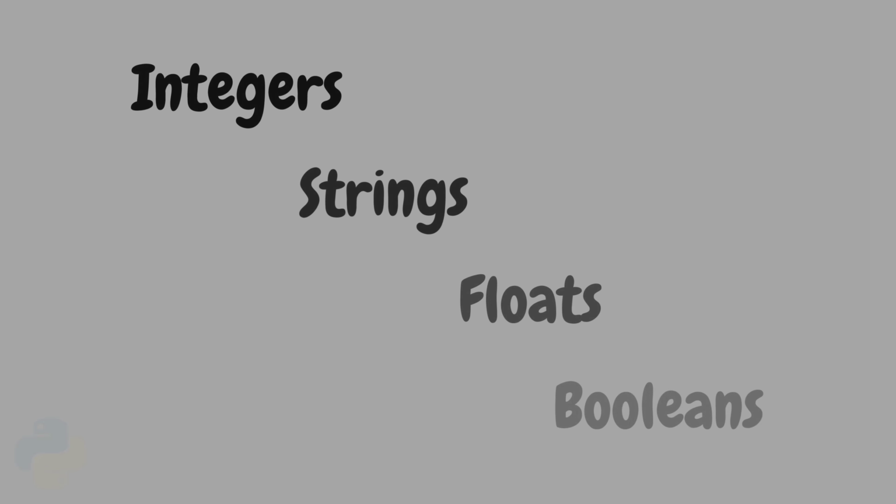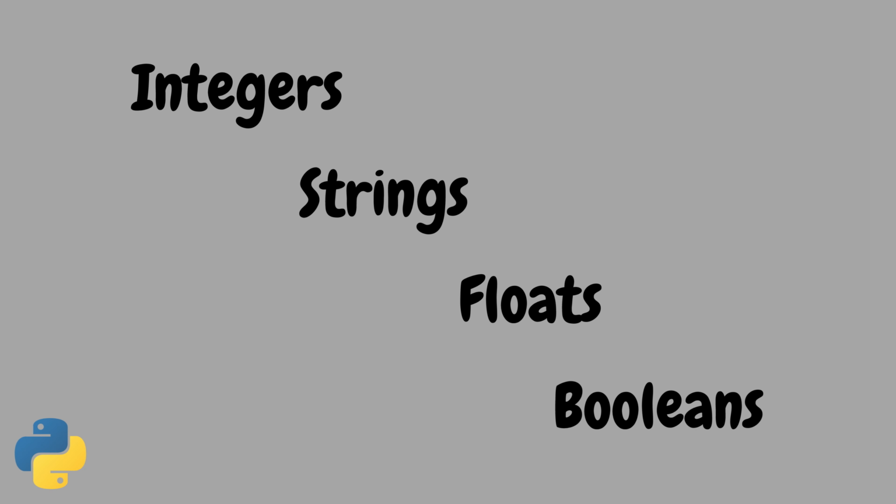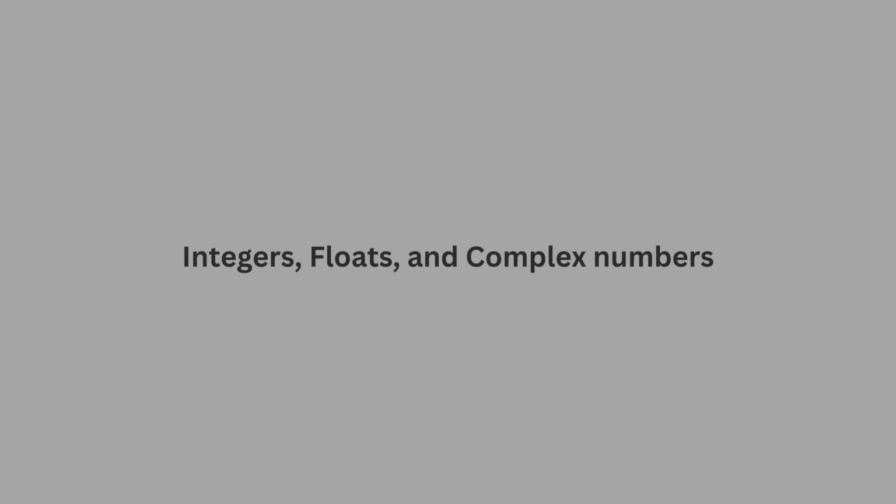Today, we're going to talk about data types in Python, and I'll show you some example code to make it easier to understand. So, what are data types? Data types are the different kinds of data that you can work with in Python. Python has several built-in data types that you can use, but we're going to focus on 4 of the most common ones: integers, floats, strings, and booleans.